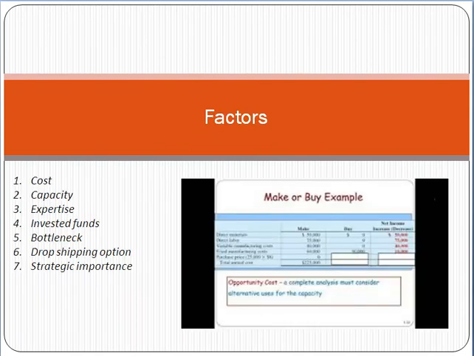Friend, what are the main factors whenever we talk about make or buy analysis? First of all, the most important factor is cost. How much cost is required, how much capacity do we have, how much expertise do we have. For example, you are implementing an e-commerce solution, do we have the right expertise in our hands, the required software resources? If you are implementing the solution in .NET, do we have the technical expertise or not? Do we have the invested funds in our hands? What are the bottlenecks involved, what issues will be involved in that scenario.